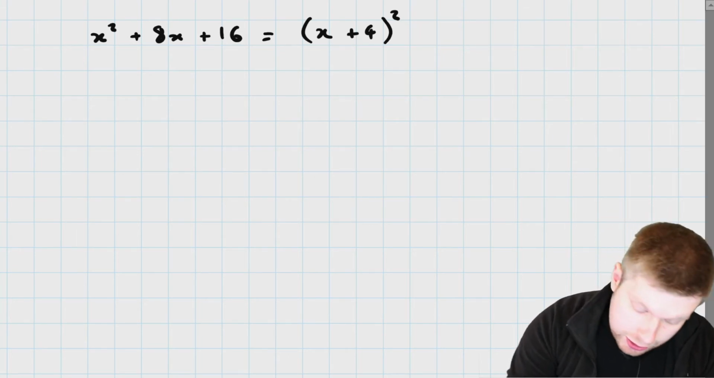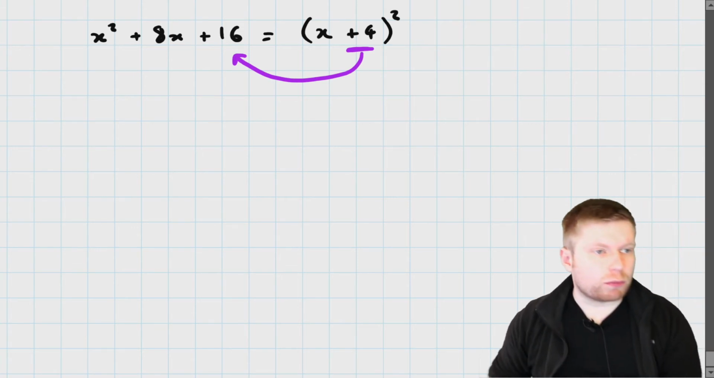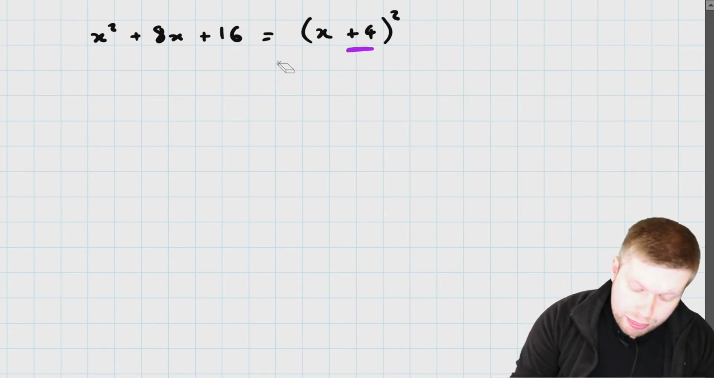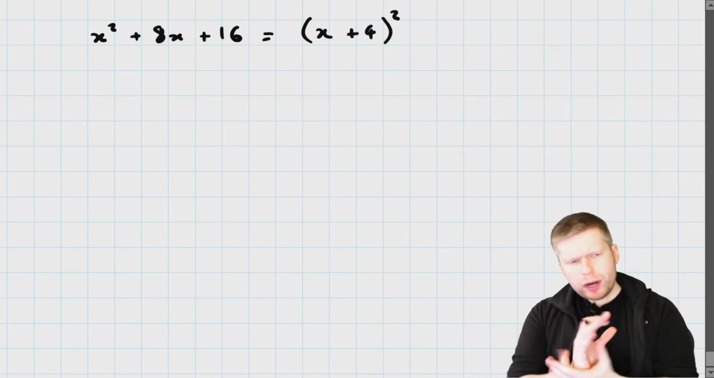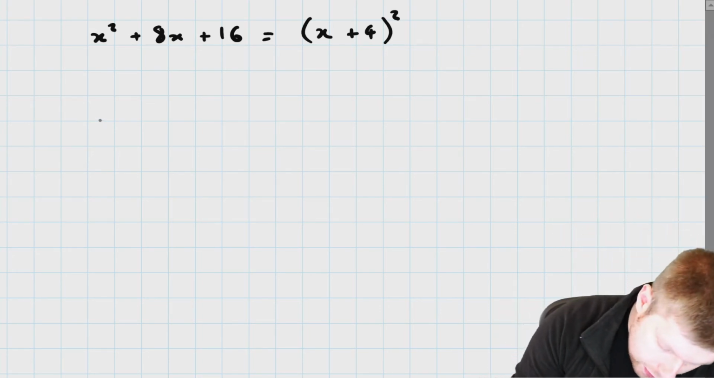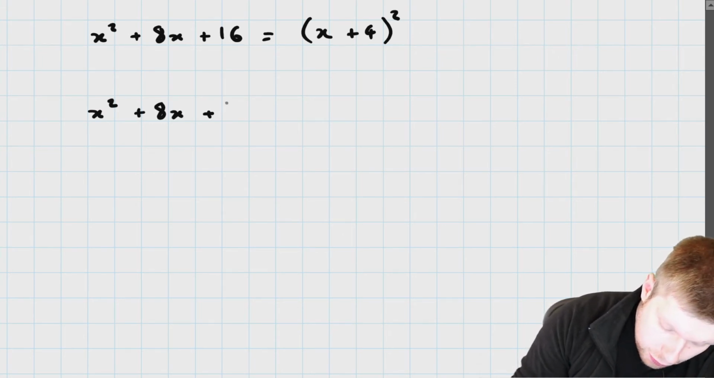But then I just need to check that the square of whatever goes here will give me 16. Well, 4 squared gives me 16. That works, okay? So what if I give you something like this instead? Something like x squared plus 8x, but this time I give you plus 2.